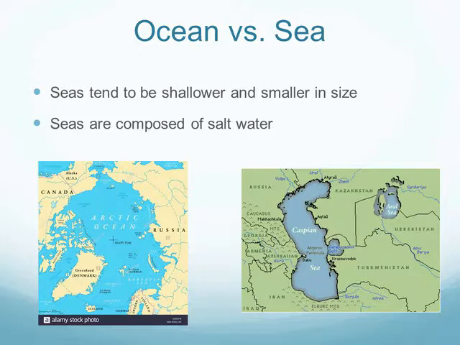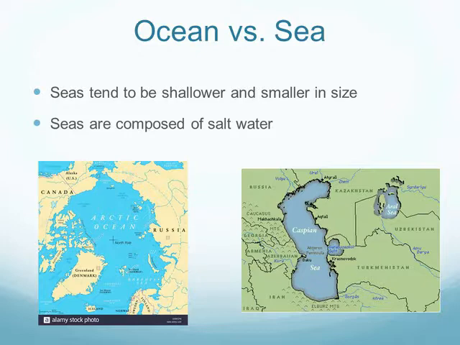So, for instance, the Great Lakes in the U.S., those are not seas because they're not salty. Even though they are surrounded by land, and they are smaller in size compared to an ocean, they lack that salt component. But the Caspian Sea, that's depicted here, as well as the Dead Sea and the Red Sea, they are salty, they are smaller, and they are shallower than the majority of the oceans.